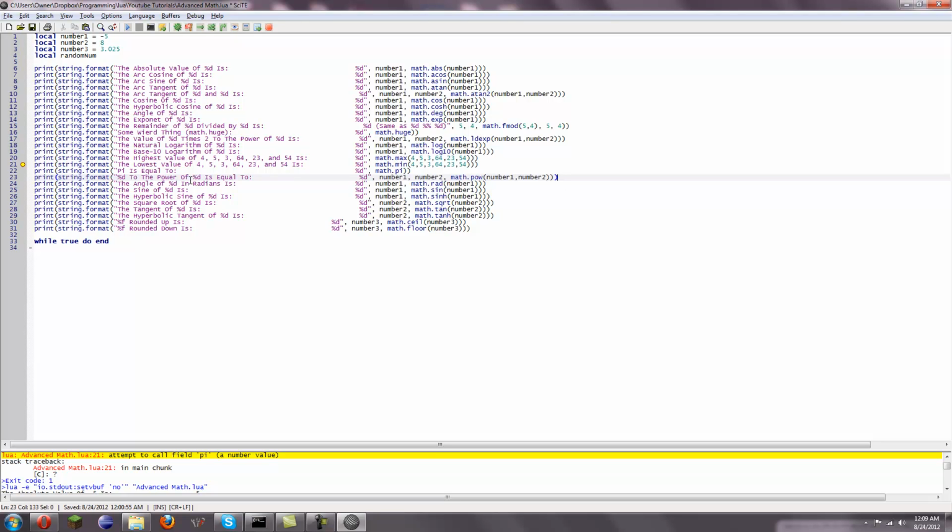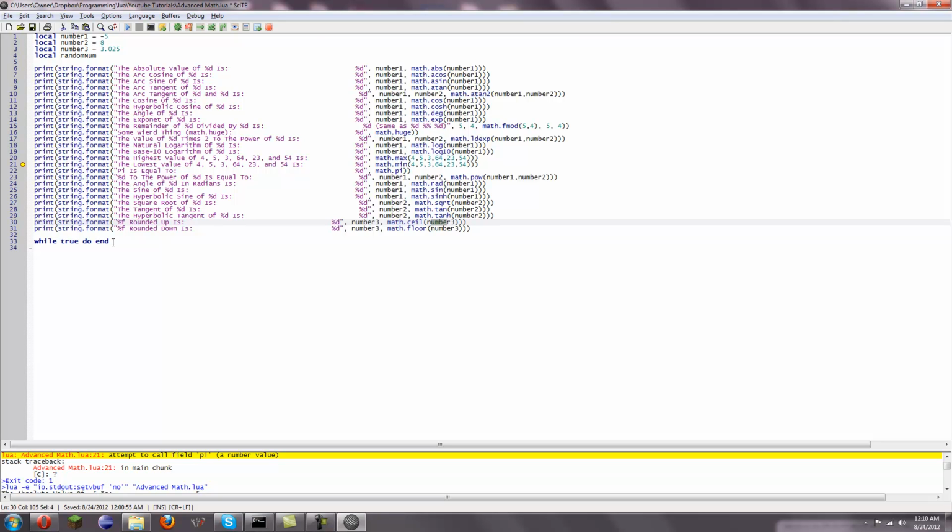To get the angle of something in radians, you do math.rad, the number. To get the sine of something, it's math.sin, and the number. To get the hyperbolic sine, it's math.sinh, and the number. To get the square root of a number, it is math.sqrt, and then the number. To get the tangent of something, it is tan, and then the number. And then to get the hyperbolic tangent, it's tanh, and then the number. And then to round a number up, you use math.ceil, like a ceiling, C-E-I-L, and then the number. And to round down a number, it's math.floor, and then the number.